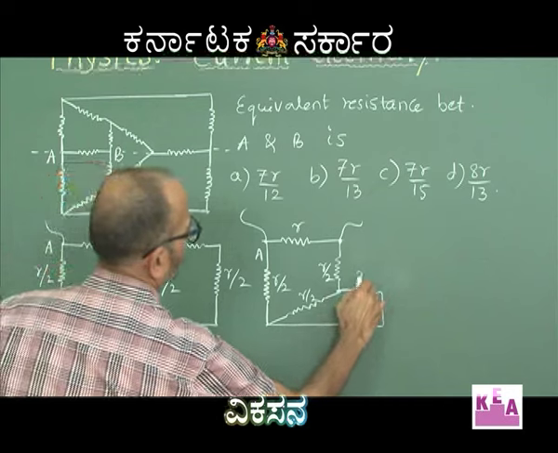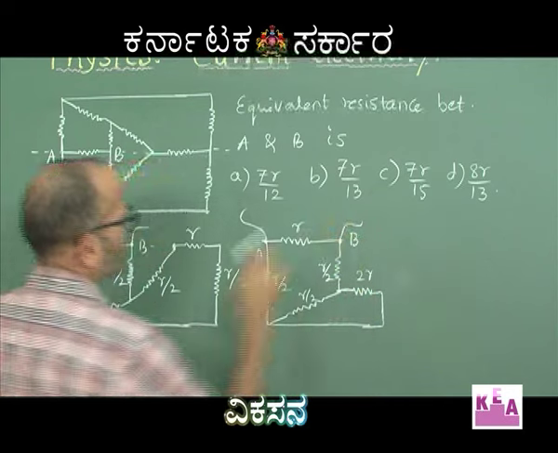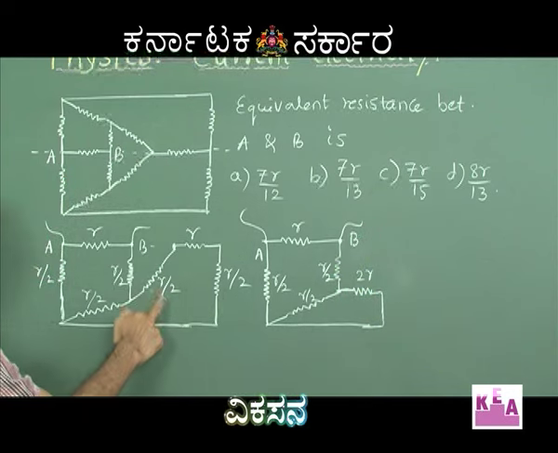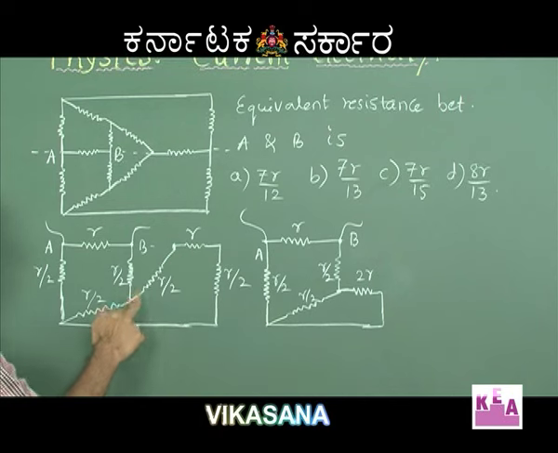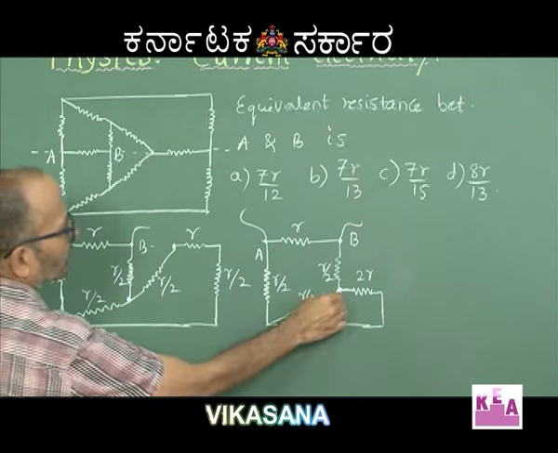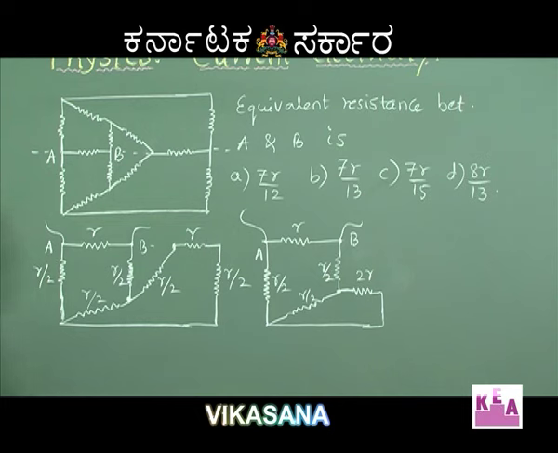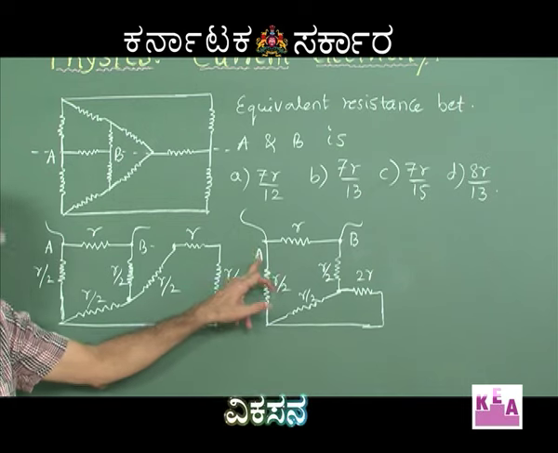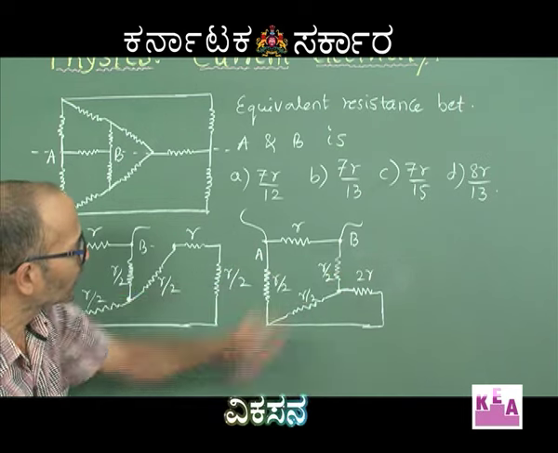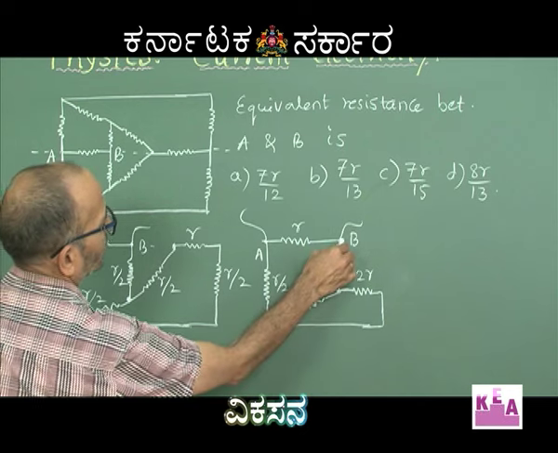Fine. So this is going to be 2R and this is your point B. See, R by 2 plus R by 2 is R, R plus R is 2R joined to this particular point. Fine? Okay.